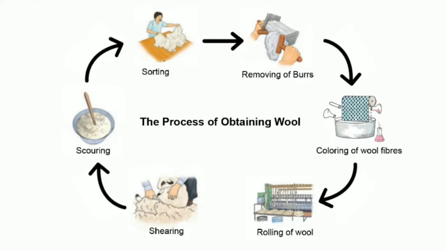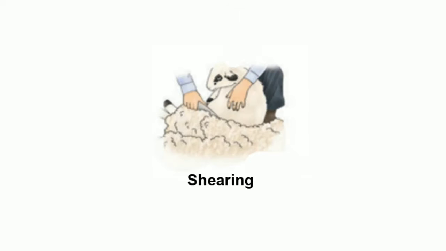There are 6 steps in the process of obtaining wool. These are shearing, scoring, sorting, removing of burrs, coloring of wool fibers, and rolling of wool.